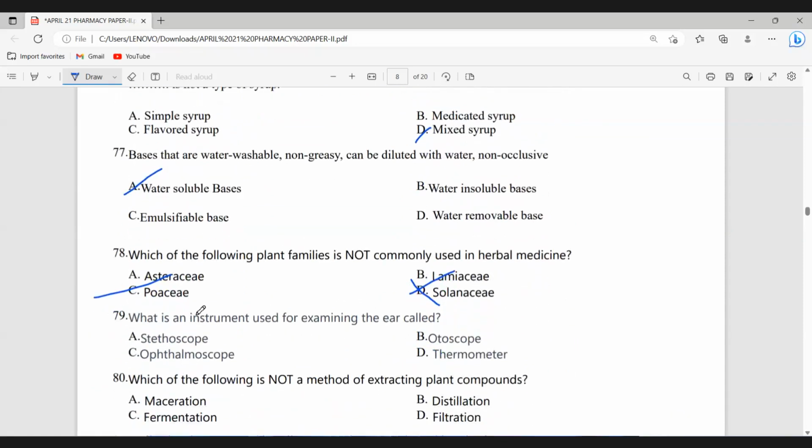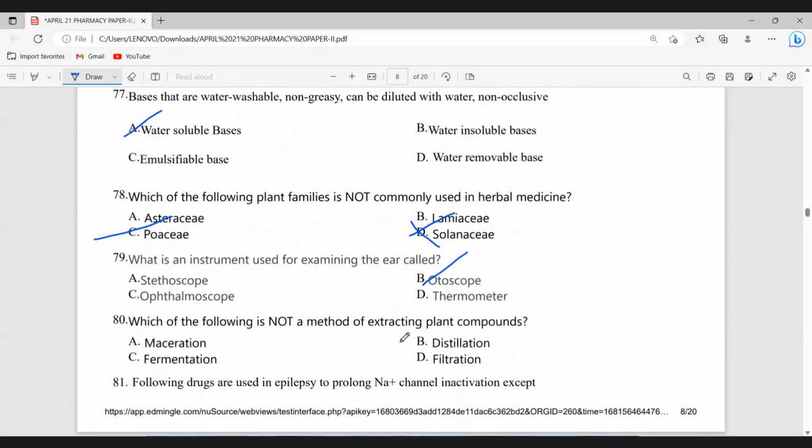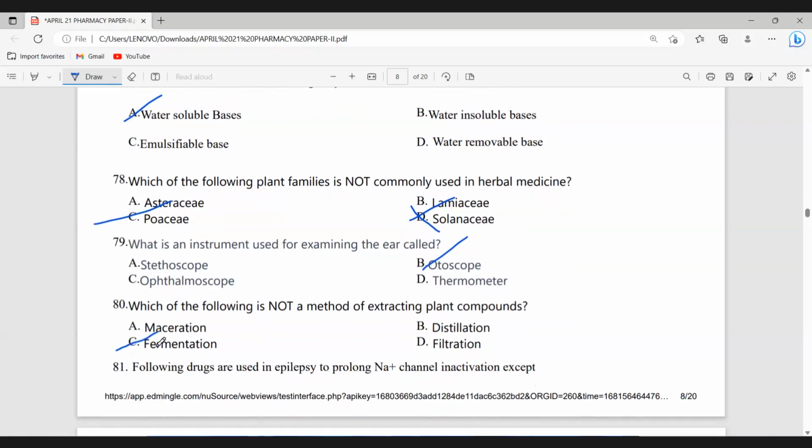Then 79, what is the instrument used for examining the ear? It is the otoscope. Then 80, which of the following is not a method of extracting plant compounds? Fermentation is not a method of extraction; alcohol extracts plant compounds.